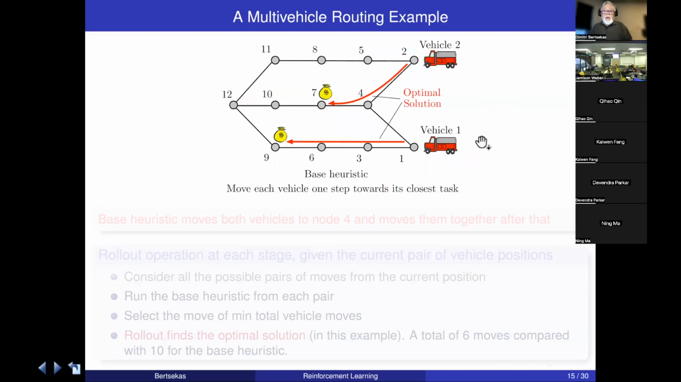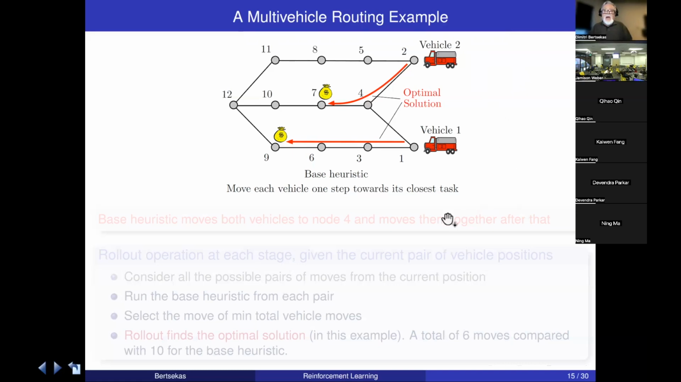So this is a classical discrete optimization or combinatorial problem that is intractable for any number of vehicles and any substantial network here. It's completely intractable. You can formulate it, however, as a dynamic programming problem, where the state is the current position of the vehicles plus the position of the tasks that remain to be done, that have not been performed yet.